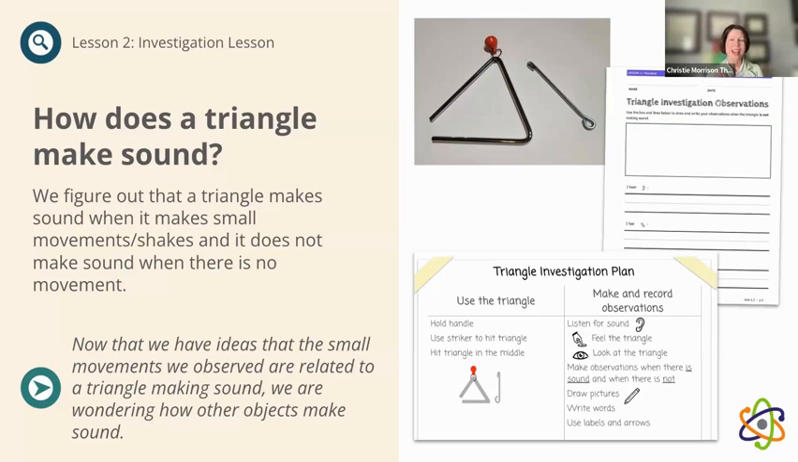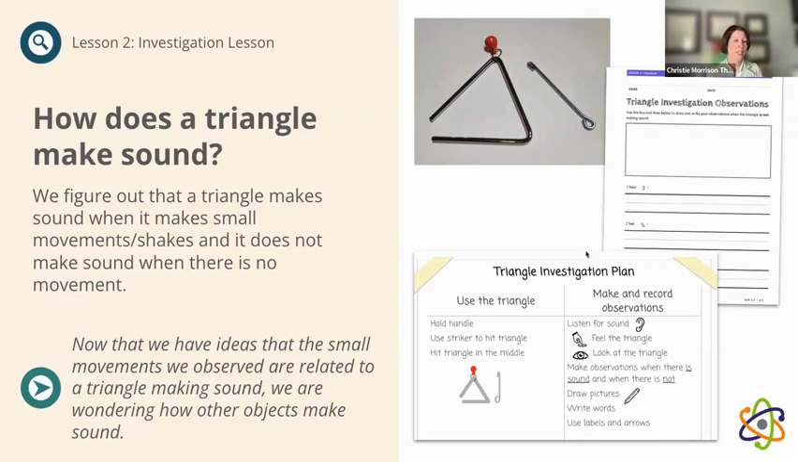We realize we actually need to make a plan for how we will investigate our question about how triangles make sound. So we read a book to find out how scientists make, record, and use observations to answer questions. Then we plan and carry out an investigation by hitting the triangle with its striker and making and recording observations of what we hear, see, and feel when the triangle is making sound and when it is not making sound.